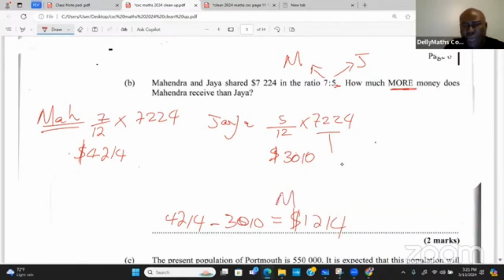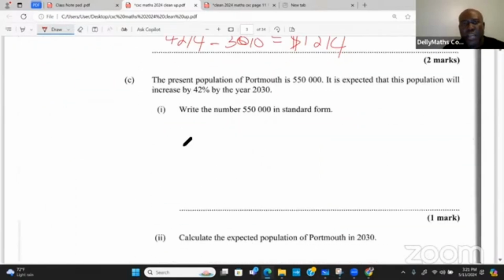I'm just going to shorten this person's name, but let's write it. Mahindra got $1,214 more than Java.